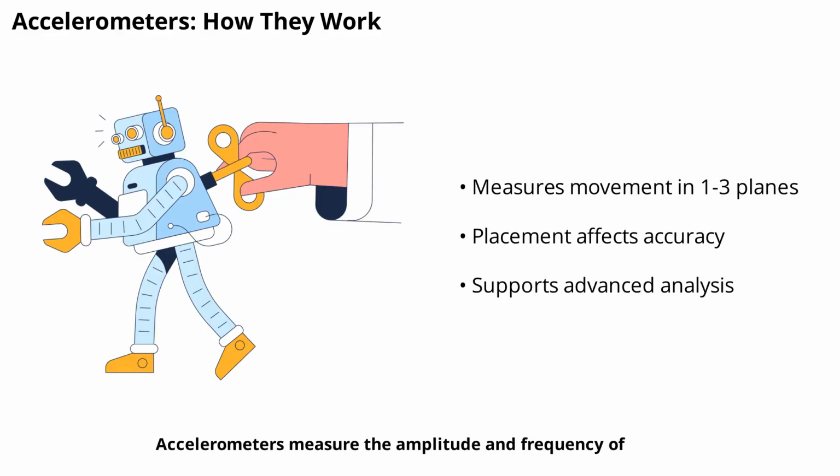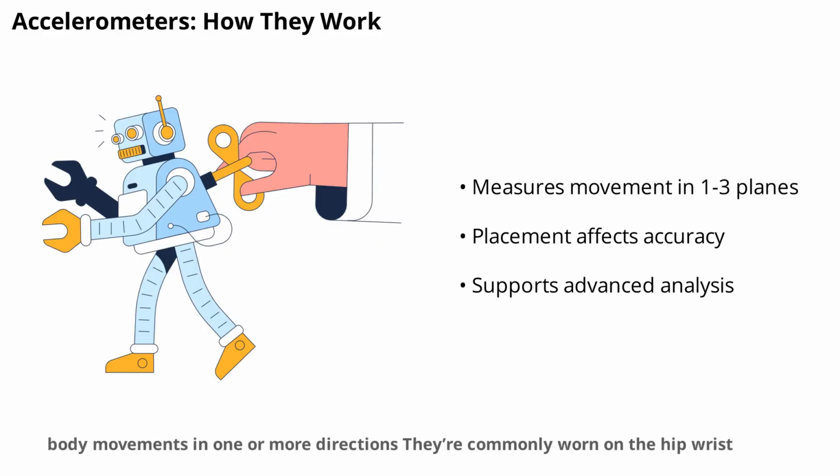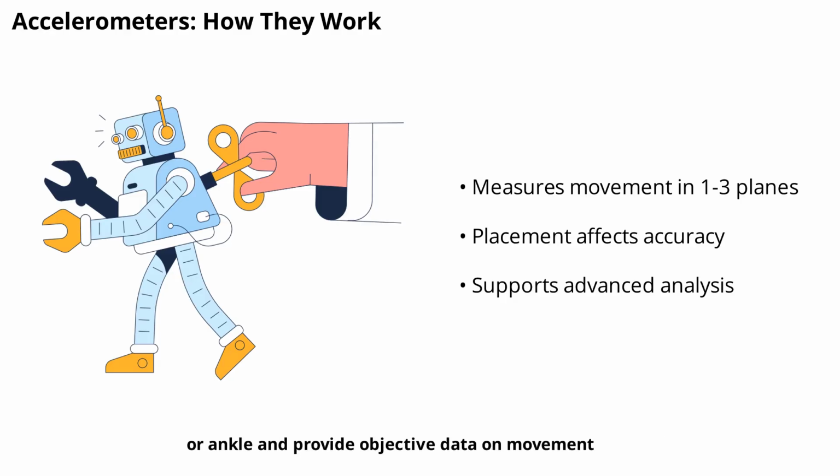Accelerometers measure the amplitude and frequency of body movements in one or more directions. They're commonly worn on the hip, wrist, or ankle and provide objective data on movement. Accelerometers can estimate overall activity levels, intensity, and energy expenditure. However, their accuracy depends on placement and calibration, and they may underestimate activities involving little movement at the sensor site, like cycling or upper body exercise. Advances in technology now allow for high-frequency data collection and sophisticated analysis using machine learning.